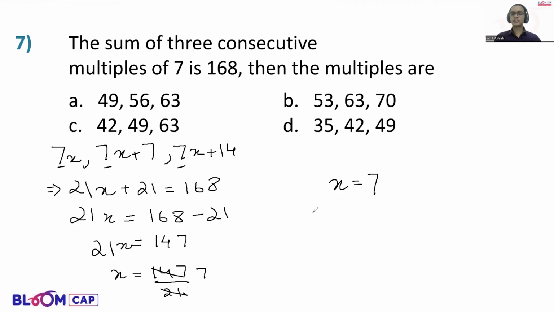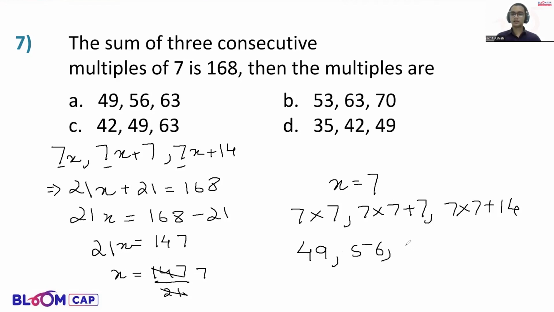Now our numbers were 7x, that is 7 into 7, 7x plus 7, and 7x plus 14. So this is equal to 49, this is equal to 56, and this is equal to 63. This is our answer. So what did we do? We represent a multiple of any number as that number into some number x. Then we choose consecutive multiples of 7, simply add them and equate them to 168. All right.